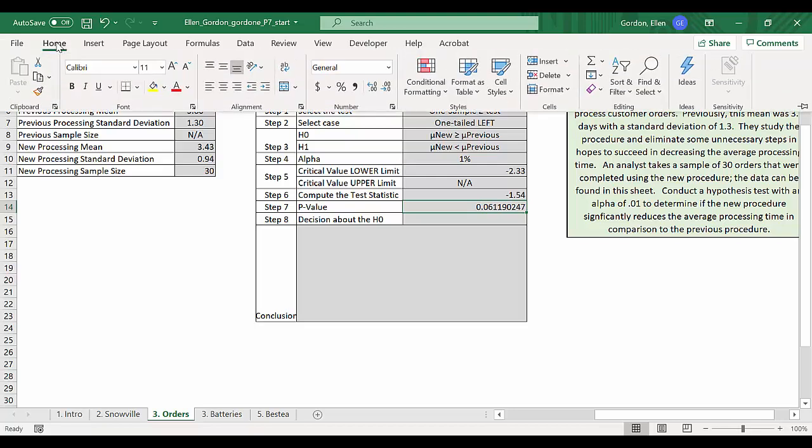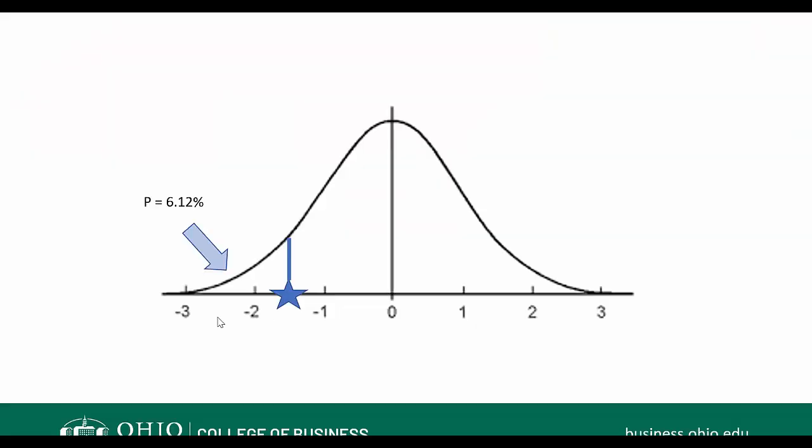I recommend formatting p-values as percentages, and we can show them to 2 decimal places. Here's a visual depiction of our p-value. Again, the p-value is the percentage associated with our test statistic. Our test statistic was negative 1.54, and 6.12% is to the left of our test statistic.